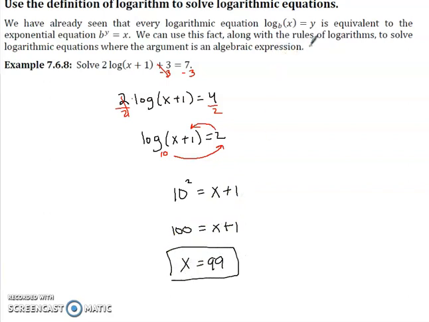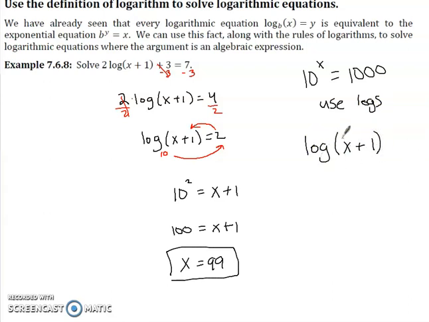So if you are trying to solve for an exponent, so for example 10 to the power of x equals 1,000, we want to use logs. If we are trying to solve for the argument, so in this case for the example, log of x plus 1, we want to go out of logs and into exponents. So use the form that you have and manipulate it in order to isolate your variable.